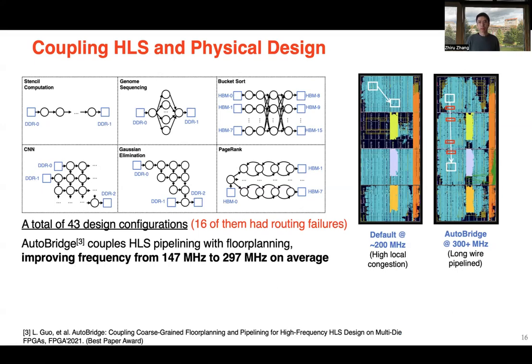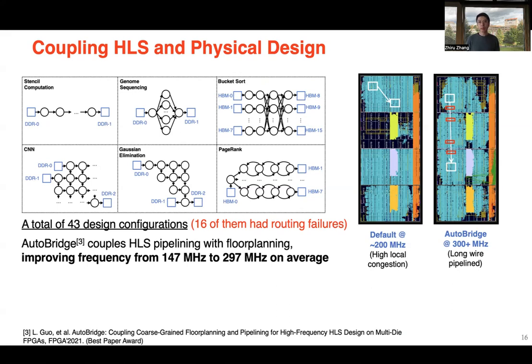With AutoBridge, we are able to simultaneously do high-level pipelining with the floor planning. So that's where we can effectively pipeline the cross-die wires. So that's how we can improve the frequency by close to 2x on average.